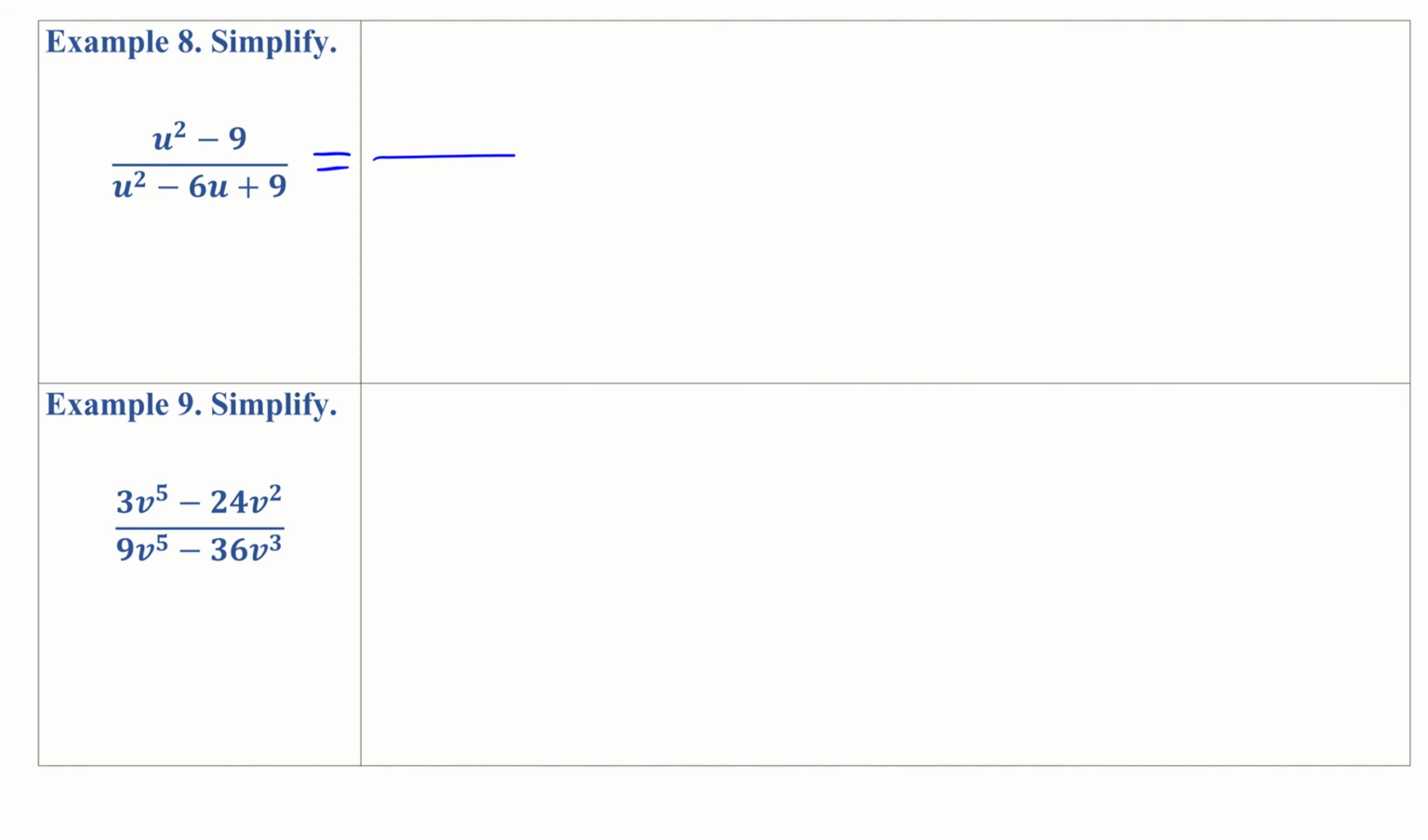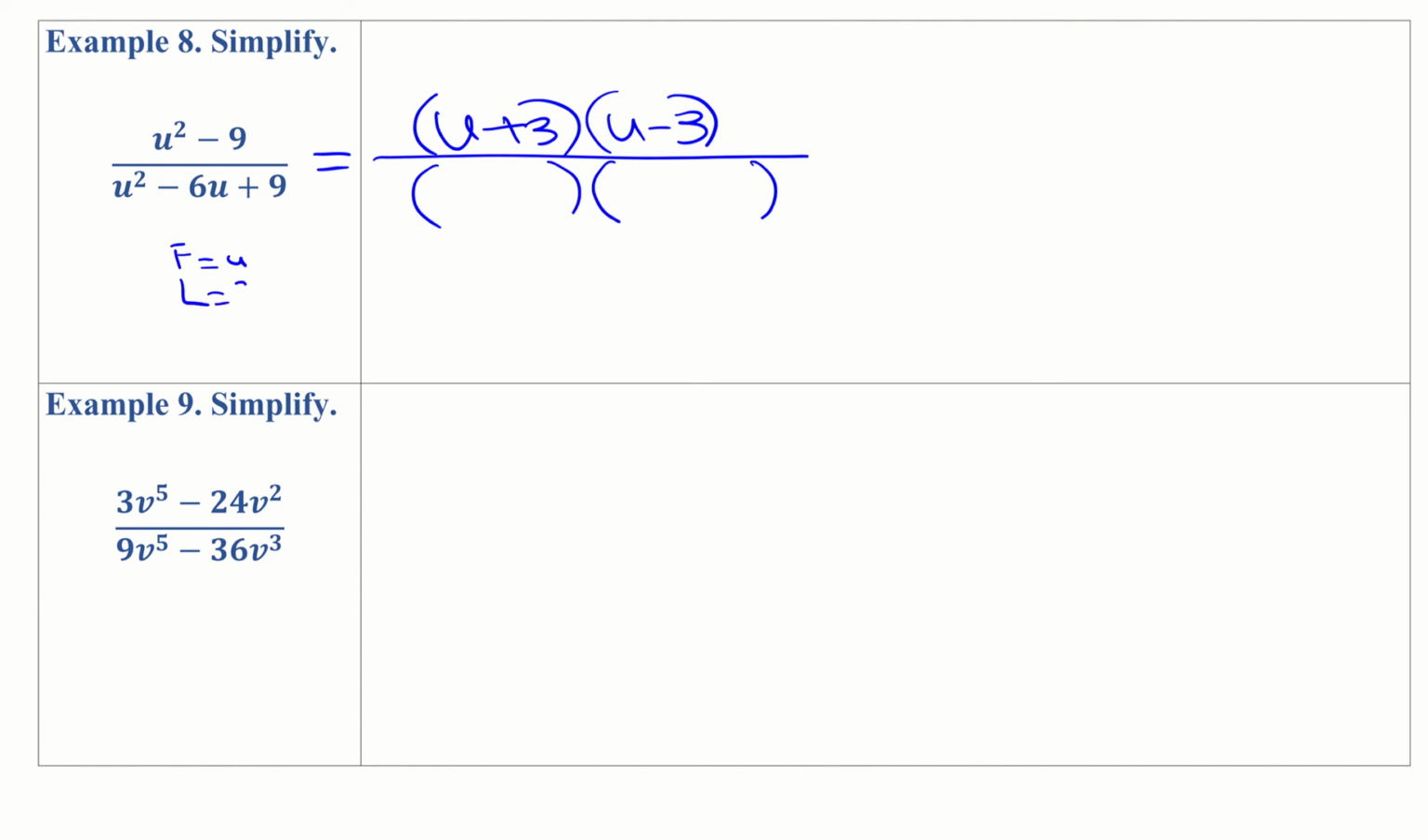All right, so we notice on the top, we have a difference of two squares. So we're going to get u plus 3 times u minus 3. Down below, you should recognize that. You see, that's a perfect square, that's a perfect square. So f would be u, l would be 3. So negative 2fl is negative 6u, which is the middle term. So that's a perfect square trinomial, right? But if you didn't notice it, you can just factor it like a regular trinomial. So you get u minus 3, u minus 3. Eventually, you would see that it's a perfect square trinomial. First times first, first. Last times last, last. Inner and outer add up to the middle, okay?